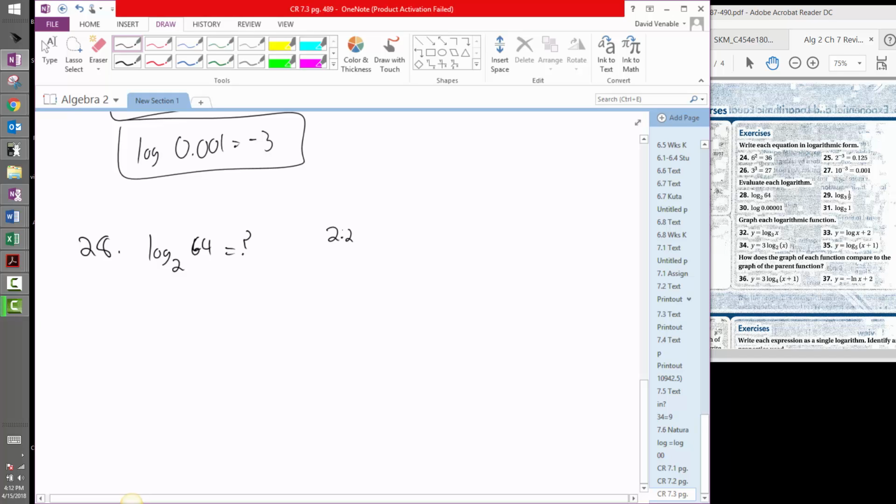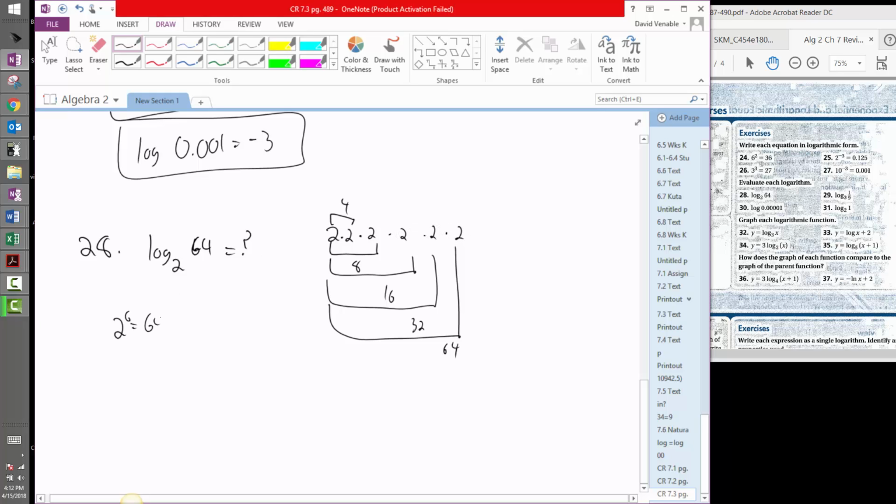So let's do 2 times 2. Well, what's that? That's 4. Okay, multiply by 2 again. That's 8. Multiply that by 2 again. That's 16. So we're not quite there. We're already at 2 to the 4th and we haven't got to 64. Multiply by another 2. You get 32. Oh, we're almost there. Just multiply by one more 2. You get 64. So 1, 2, 3, 4, 5, 6. If you take 2 to the 6, you get 64. So therefore, log base 2 of 64 must be 6.